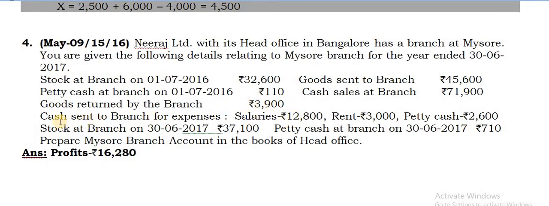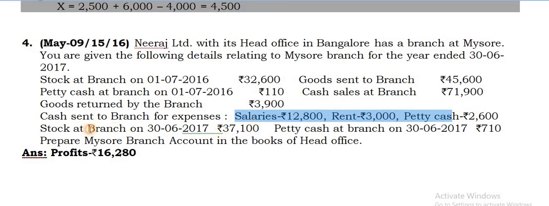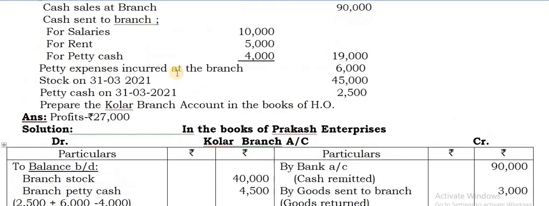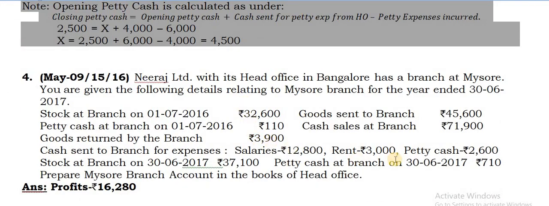Similarly you have to do it here. Cash sent to branch for expenses, these three expenses, take all of them on the debit side like this. Okay. Then stock at branch, this is the closing stock, credit side. Petty cash is given, so you need not bother, same as in the previous problem, where we did not take the petty expenses incurred. That was given only to calculate the opening petty cash. Now you need not bother about that, because you are clearly given the opening petty cash as well as the closing petty cash. Along with that, you are also given the amount sent by the head office for meeting the petty expenses. Even that is being given.